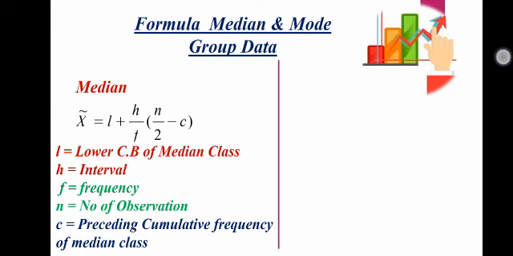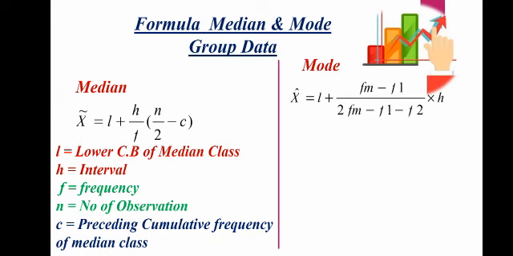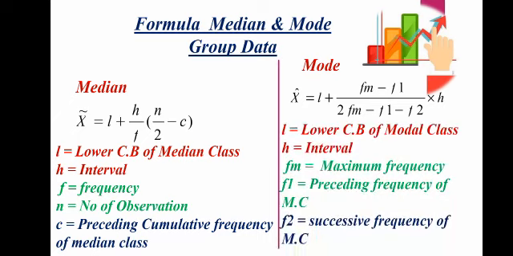For mode, the formula is x̂. This x̂ is representing the mode sign, that is equal to L plus (Fm minus F1) over (2 Fm minus F1 minus F2) multiplied by H. L is representing the lower class boundary of the modal class. H is the interval between two classes. Fm is the maximum frequency in the frequency column. F1 is the preceding frequency of the maximum frequency, and F2 is the successive frequency of the maximum frequency.